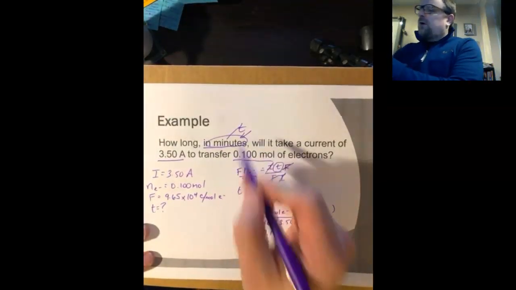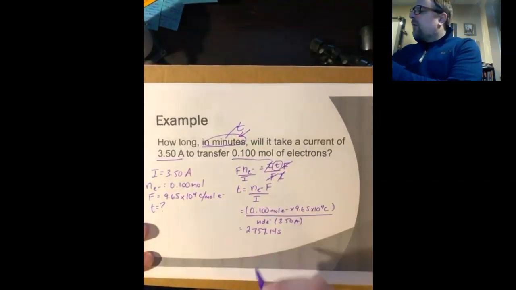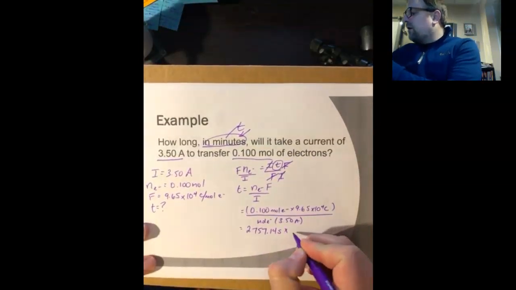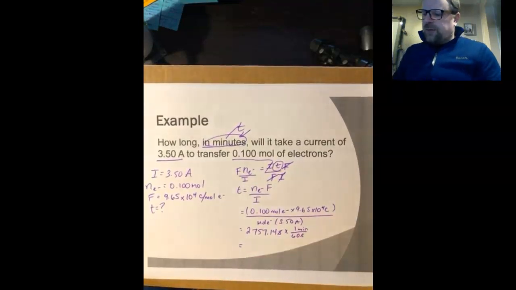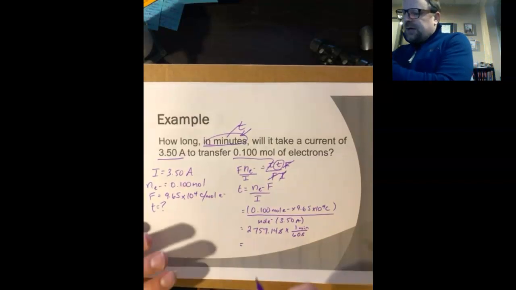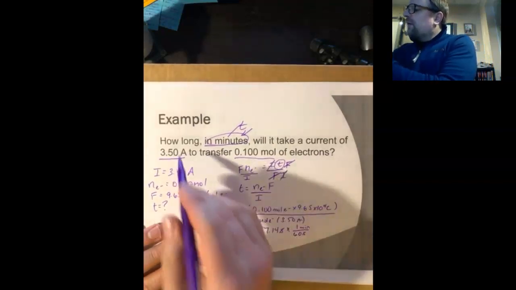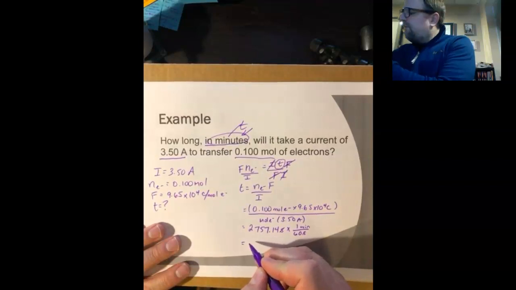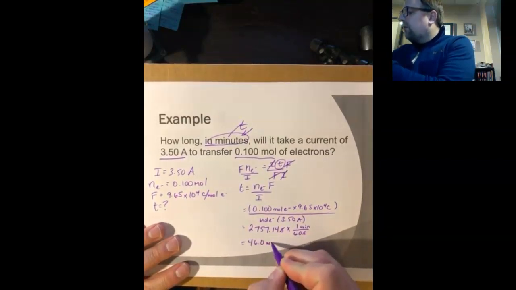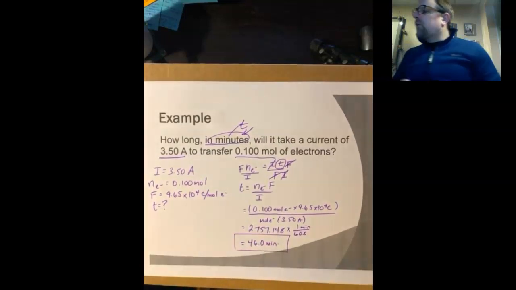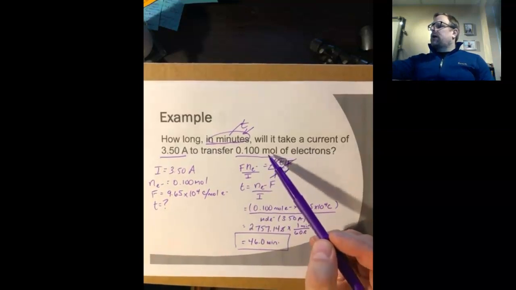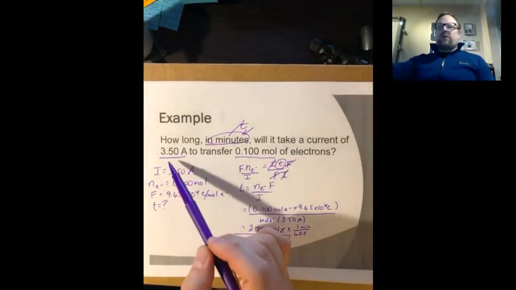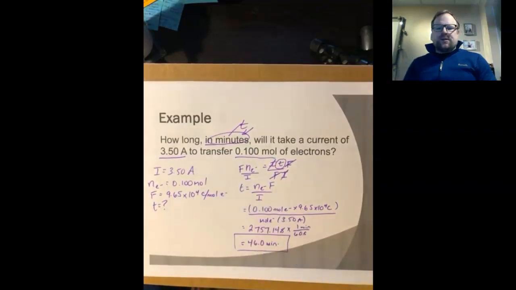It's asking for minutes up here. So then what we have to do is convert this to minutes. And we know that 1 minute has 60 seconds. Seconds cancel. So I'm going to take that number and divide it by 60. And that gives us 3 significant digits. I'm going to say 46.0 minutes. So to put this into context, if we wanted to transfer 0.1 moles of electrons at 3.5 amps, it would take us 46 minutes to do so.